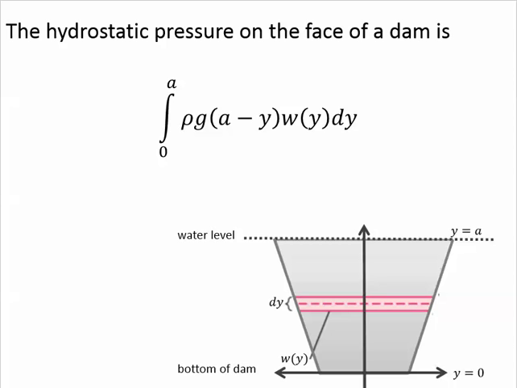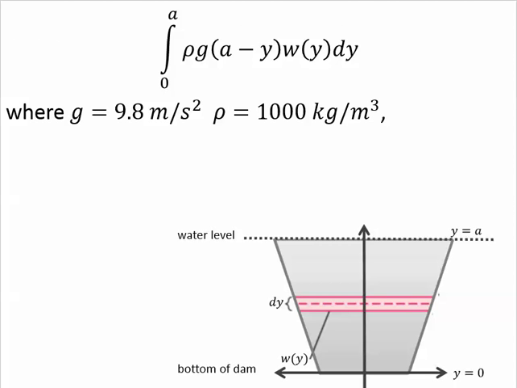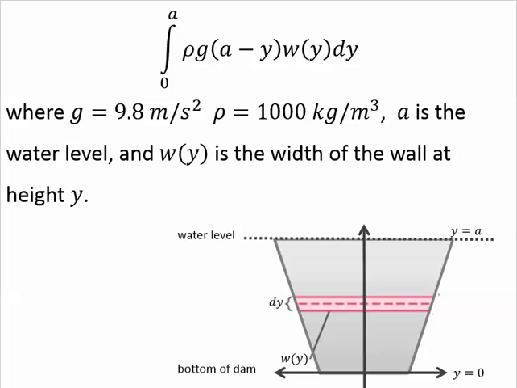The hydrostatic pressure on the face of a dam is given by this formula, where g again is our acceleration due to gravity and rho is the density of water. A is your water level, and W of y is the width of the wall or the width of the dam at height y.